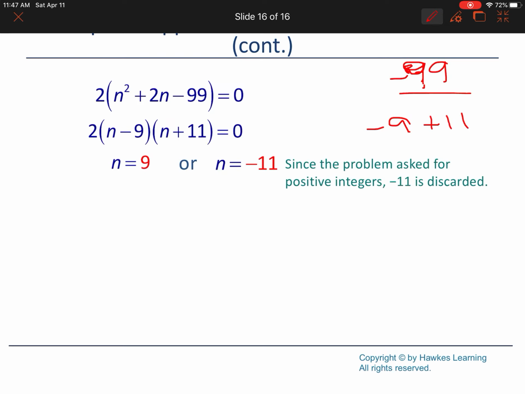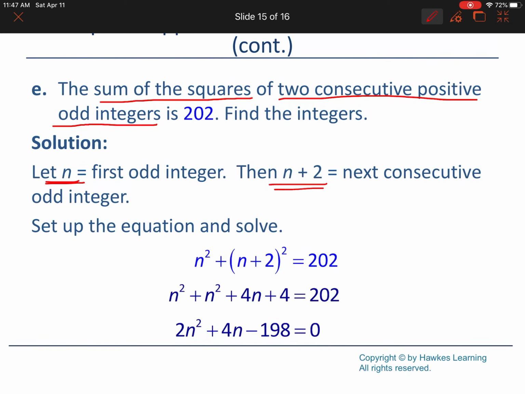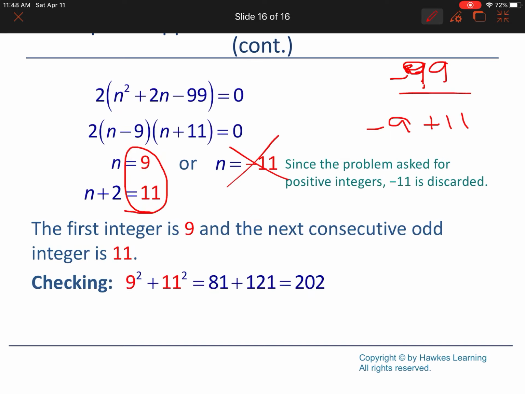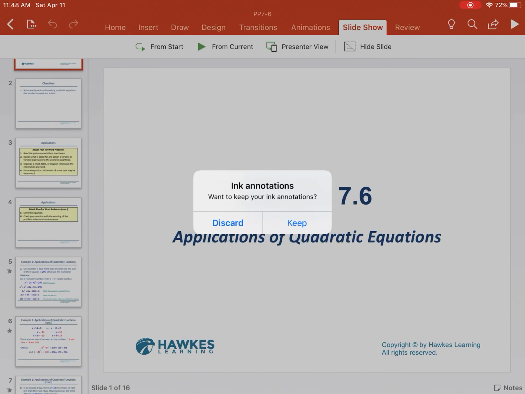So it's either 9 or negative 11. Remember that this time they didn't say any integer. They said it was a positive. If you remember back at our thing, it said a positive integer, right? So negative 11 is out. So it's 9, and then the next integer up would be 11. So those are the two integers that we get. And we could check it.